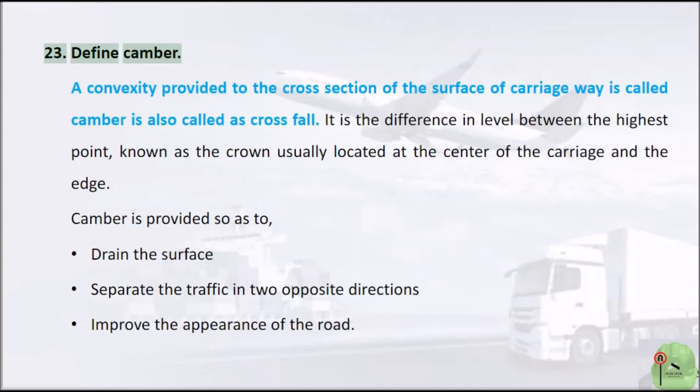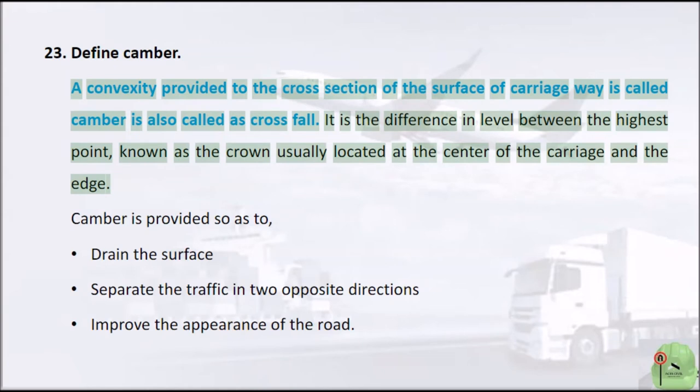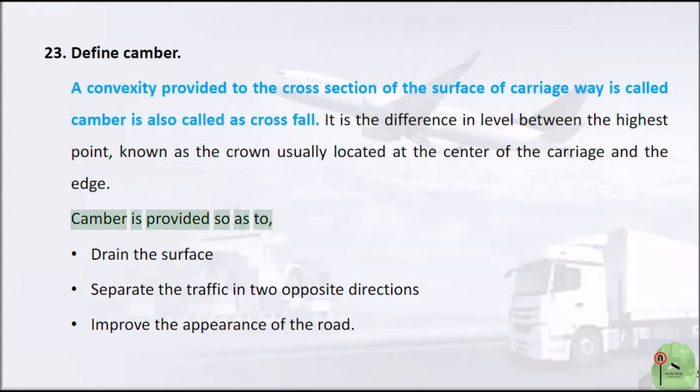Define camber. A convexity provided to the cross-section of the surface of carriageway is called camber, also called cross-fall. It is the difference in level between the highest point, known as the crown, usually located at the center of the carriageway, and the edge. Camber is provided so as to drain the surface, separate the traffic in two opposite directions, and improve the appearance of the road.